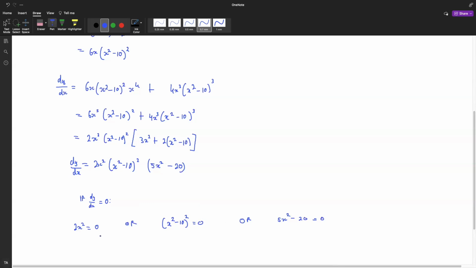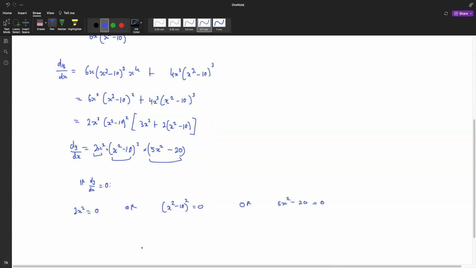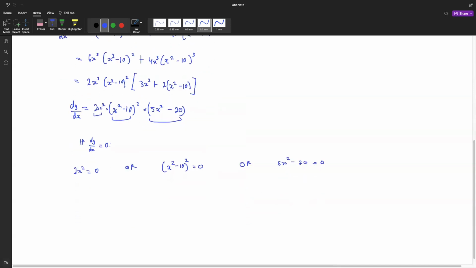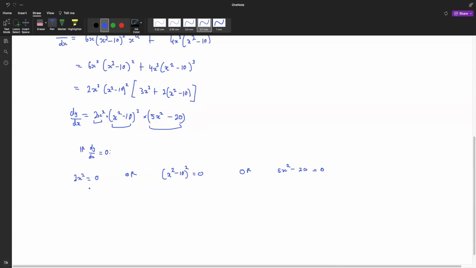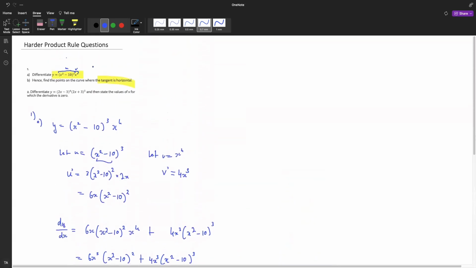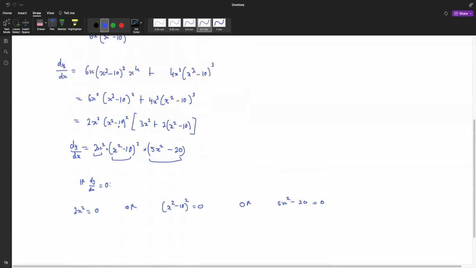Now we have to go through each of these, because since these are all multiplications, we know that if you multiply anything by 0, the answer is going to be 0. So if this is 0, it doesn't matter what the value of these two are, the answer is going to be 0. Same with this part, and with this one as well. That means if we get an x value that makes any of these terms equal to 0, then our gradient is going to be 0, and therefore our tangent will be horizontal.